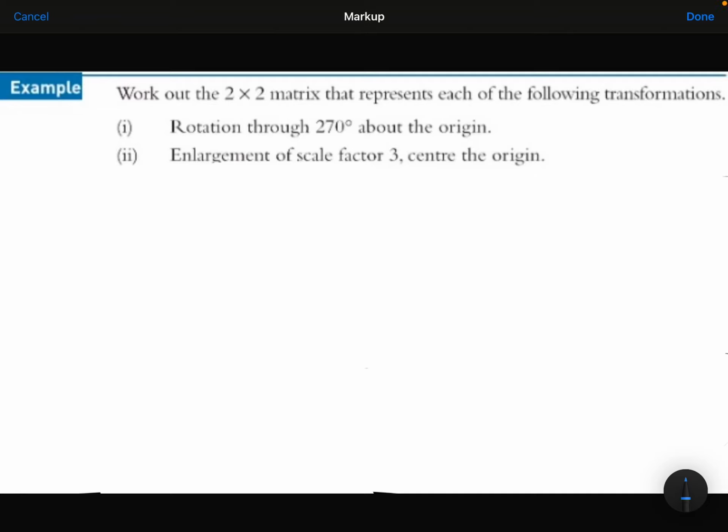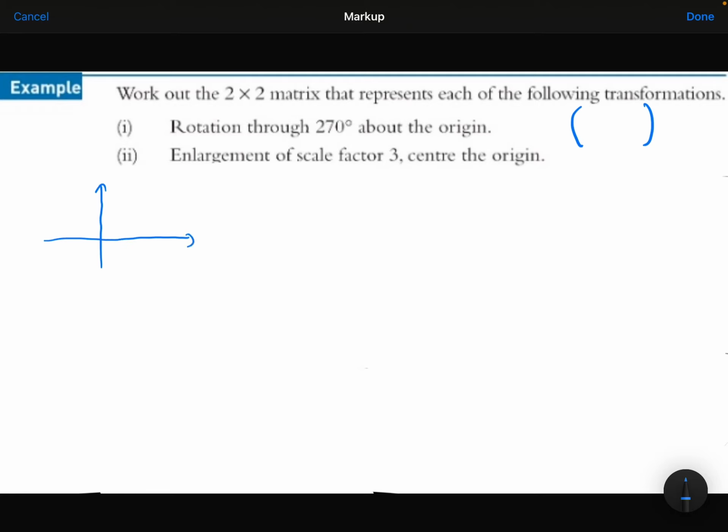Work out the 2 by 2 matrix that represents each of the following transformations. So first of all, we're going to do a rotation through 270 degrees about the origin. I want to find the 2 by 2 matrix that represents that transformation. To do this, I'm going to think about the unit square.